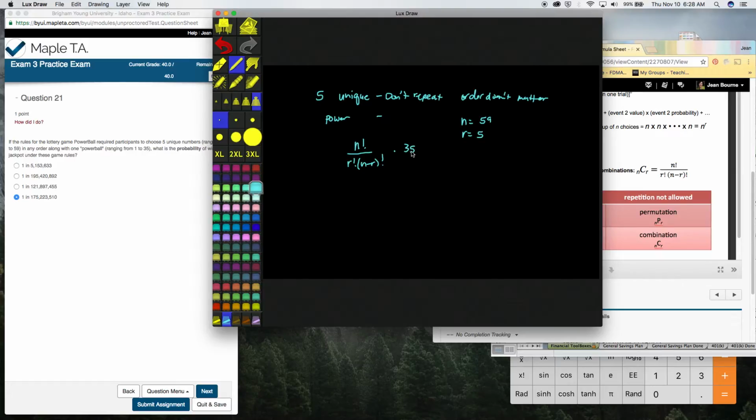Okay, I have 35 choices. There's no factorial on it. It's just a straight up 35 because there's only one ball. Okay, I have 35 chances to get that number right. Okay, so now we just do the math.